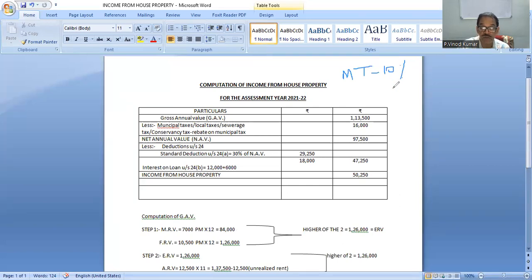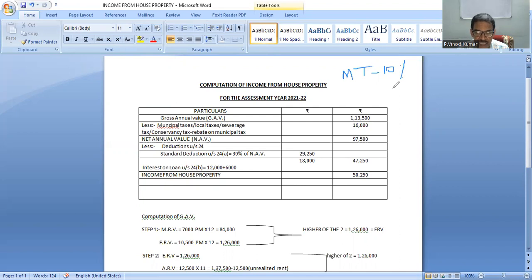The second important point is municipal taxes has to be paid by the owner or by the assessee. Then only you can subtract from the gross annual value. If it is paid by the tenant, please ignore. Suppose it is partly paid by the tenant, partly paid by the owner, take the owner part only. Lot of blunders were done in the second internal examination.